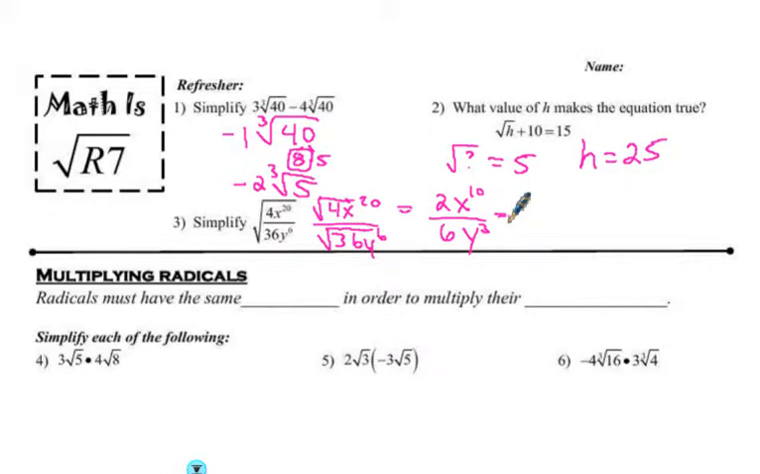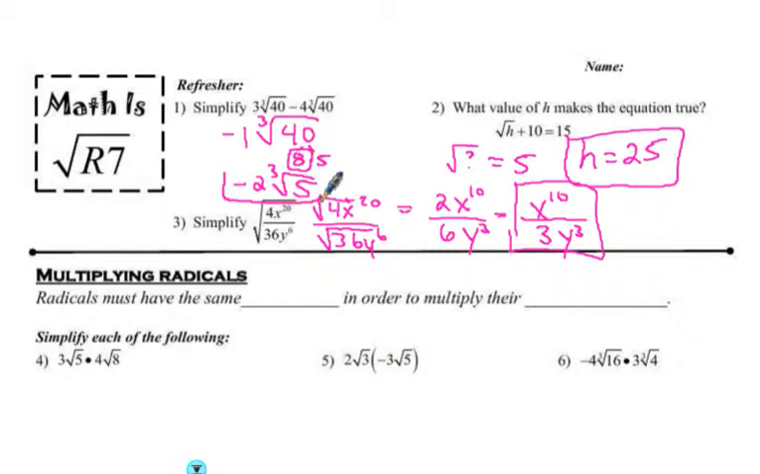Those aren't going to simplify. But I could simplify the numbers that I have. I can simplify the 2 and the 6, and my final answer is going to have x^10 on top, 3y^3 on bottom. Let me actually box in all my answers so we can see. And so this was a little bit of a review.